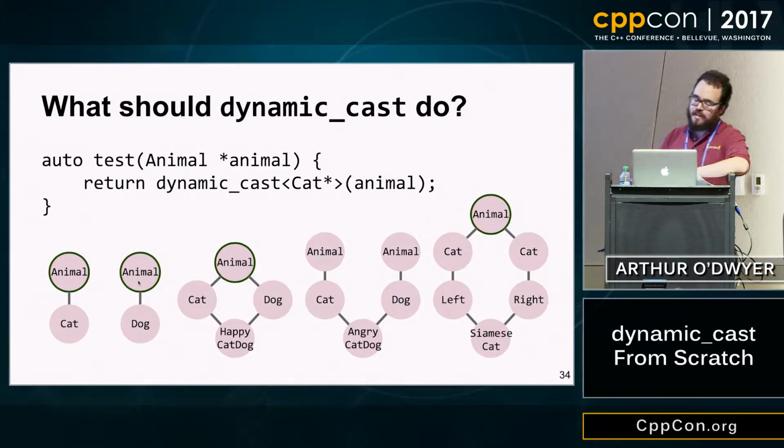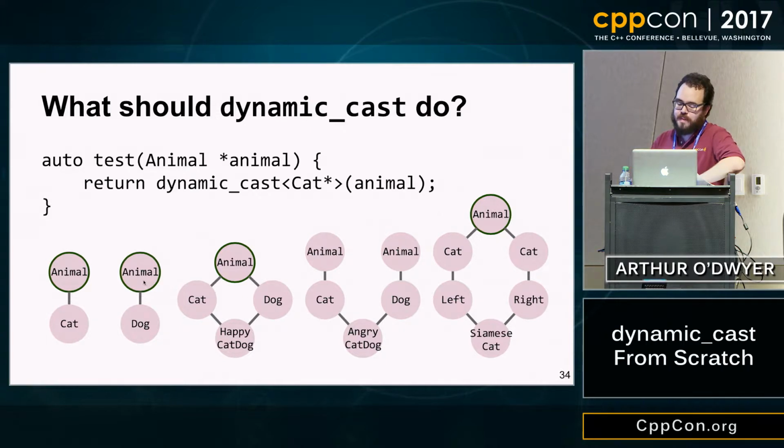I point to this animal, and I say, I would like this cat, please. Now there's a problem, because this is not actually a cat. Right? So what dynamic cast to cat star is going to do in this case is going to give you back null. If I tried to cast it to dynamic cast cat reference of animal, it would throw bad cast. I'm going to stick with casting pointers here because pointers are nice, and I can just say this gives you null. And we can implement one behavior in terms of the other easily enough.